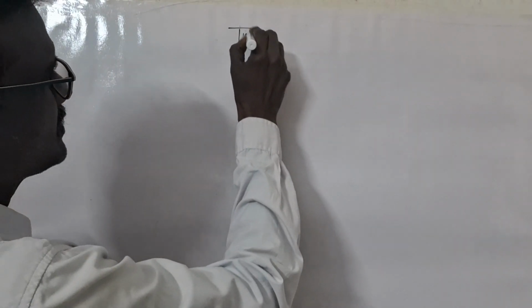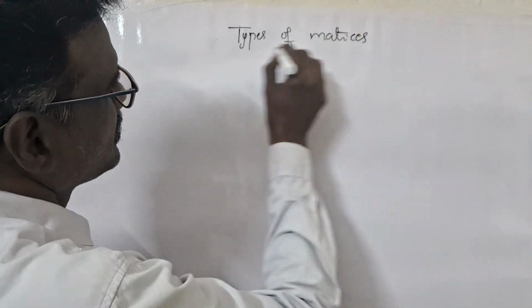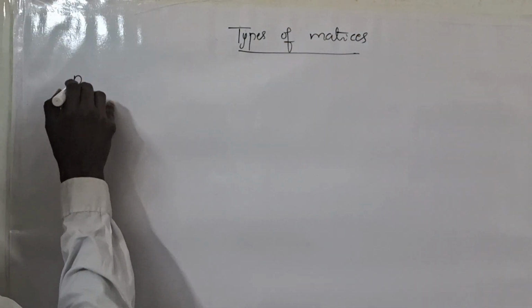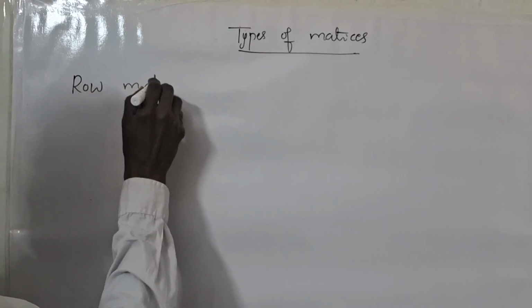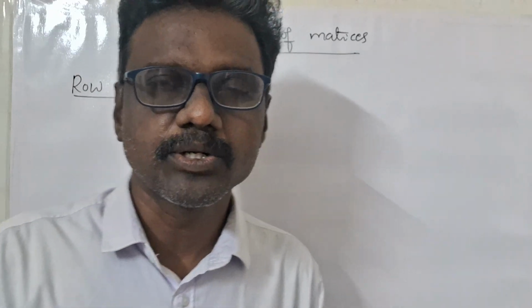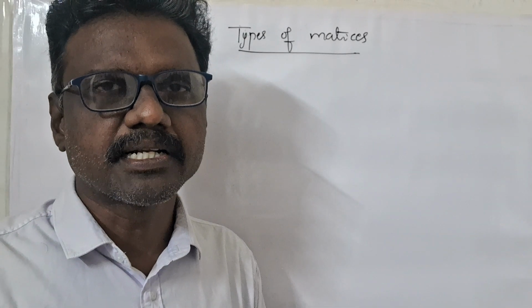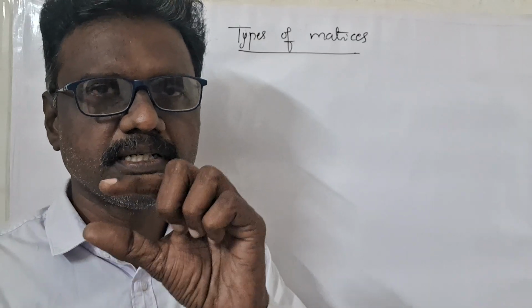After the scalar matrix, I have to say row matrix and column matrix. Types of matrices, I am continuing. Row matrix: the name itself indicates row dominates. A single row. A single row matrix is called a row matrix. Row, already I have discussed.